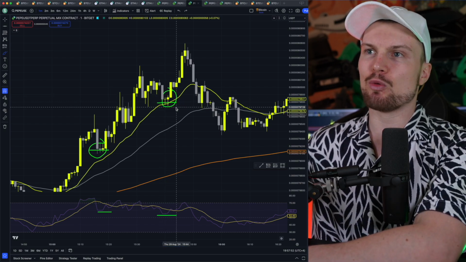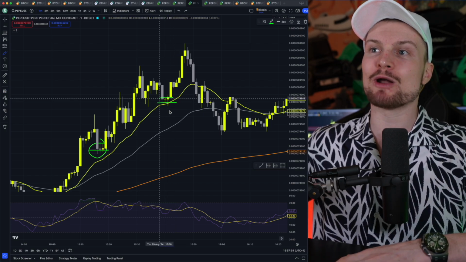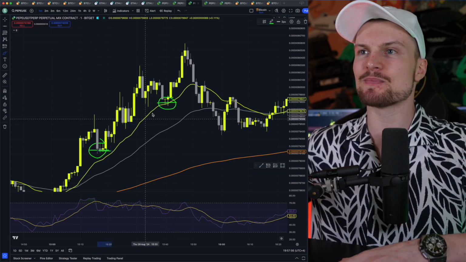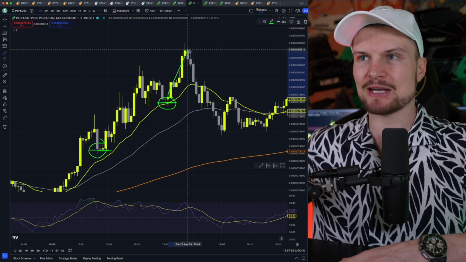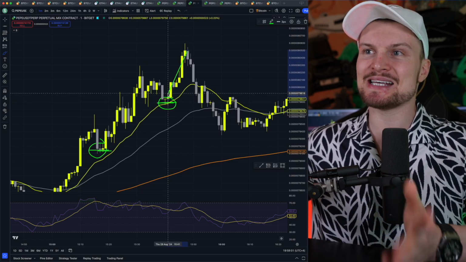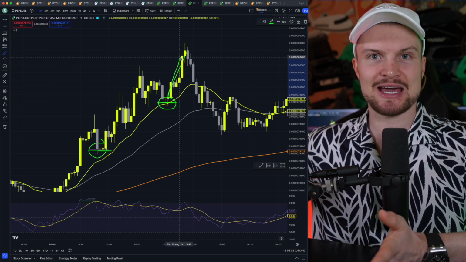Now here, for example, we also have the confluence of a 21 bounce. So here we have essentially two reasons why the price actually might go up again, which again would give this around a 60-40 chance of going up. And in this case, it did also.